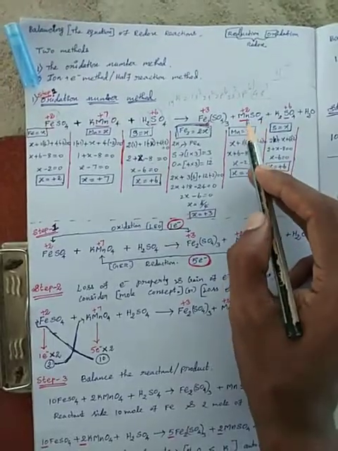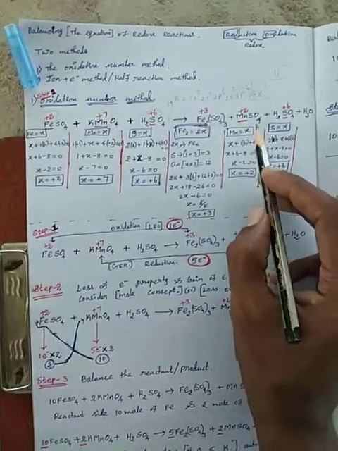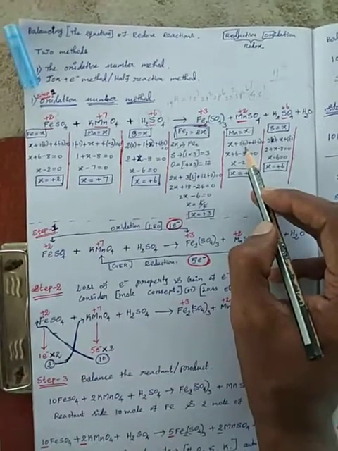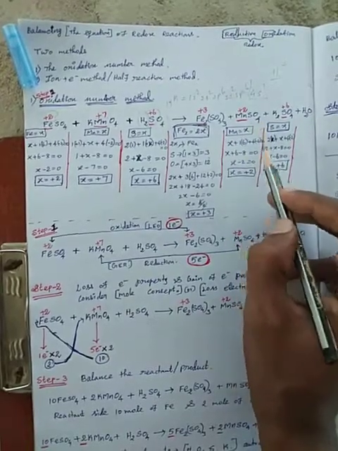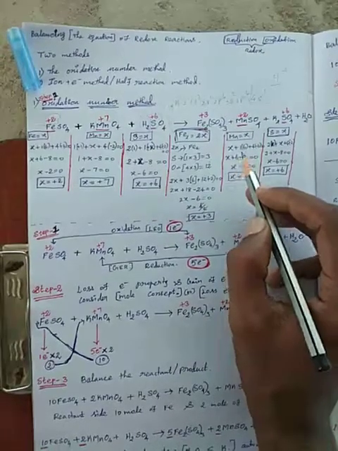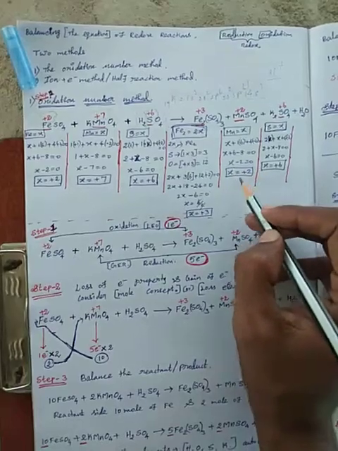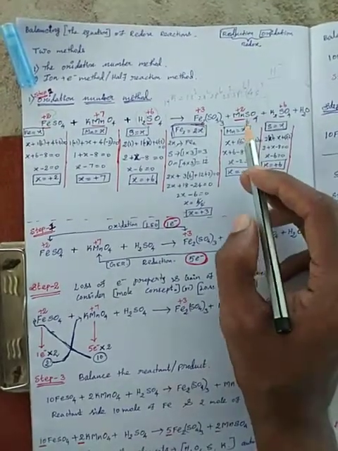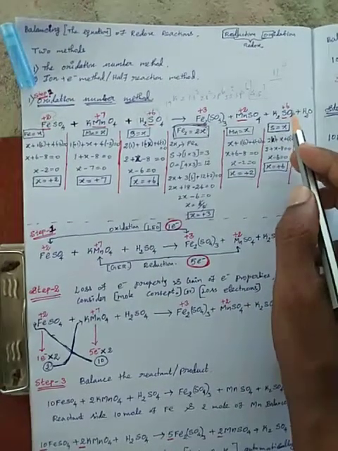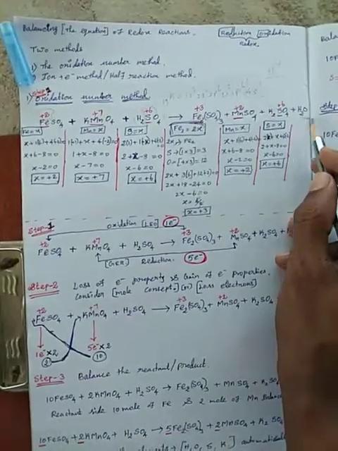Next we calculate manganese sulfate. Manganese is 1 time X, sulfur 1 time with oxidation number 6, so 1 into 6, plus 4 into minus 2 for the oxide atom, equals 0. So X plus 6 minus 8 equals 0, X minus 2 equals 0, X equals plus 2. The manganese oxidation number, students, is plus 2. And next the sulfur atom is already known. So when we calculate by the same oxidation number method, we get the water molecules.